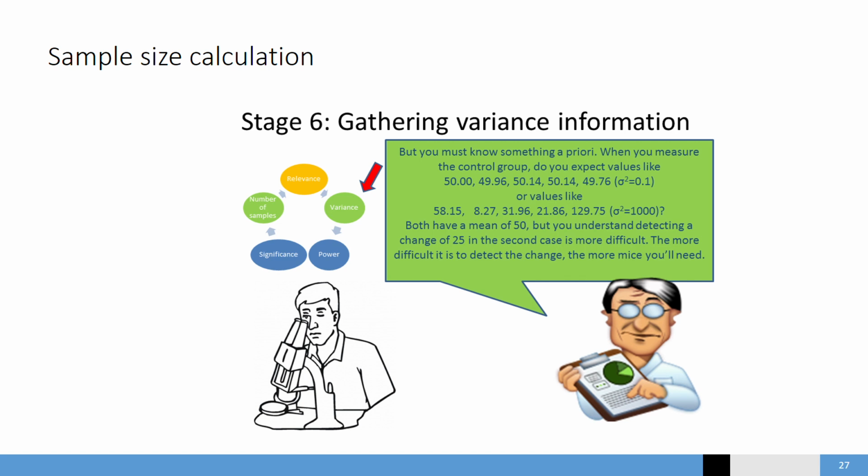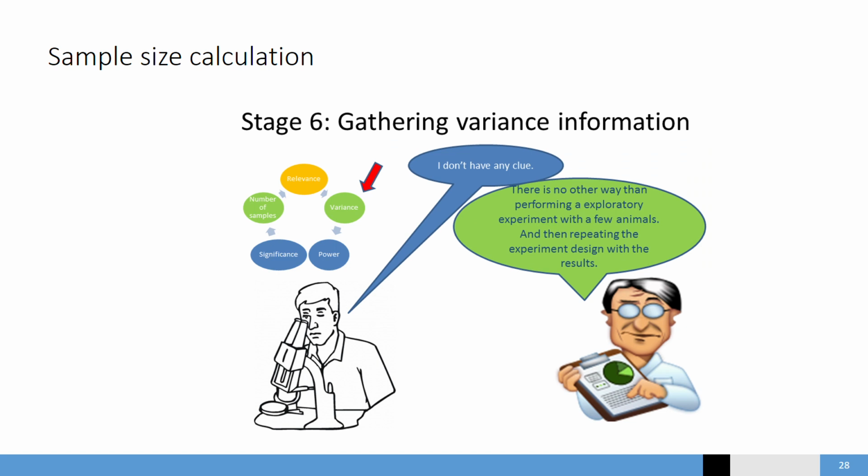Okay, so I don't know what the fluctuations are. Some people are really stubborn about this. If you really don't know anything, then there is no other way than doing an exploratory experiment. Then you measure the variability with a few animals, and then you will design your experiment again.